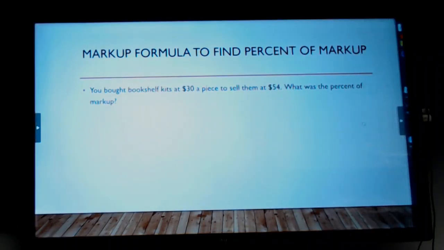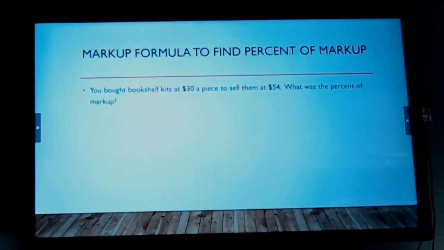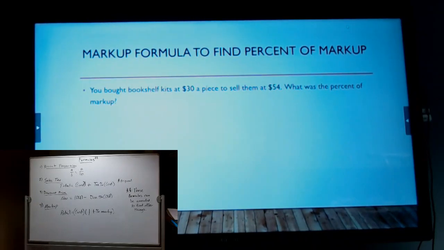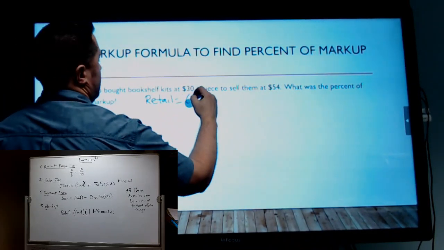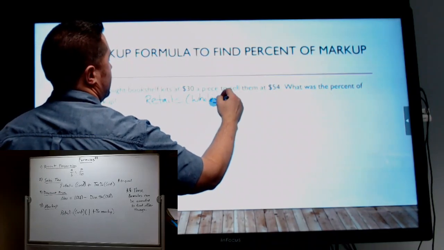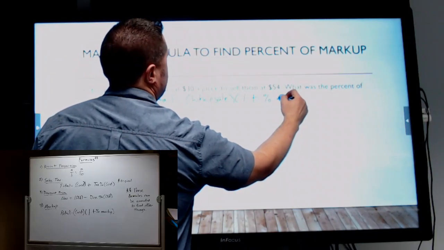All right. You bought bookshelf kits at $30 a piece to sell them at $54. What was the percent of the markup? All right. So let's copy down our markup formula again. Markup is retail is equal to wholesale or cost, whichever one you want to use, times 1 plus the percent of markup.